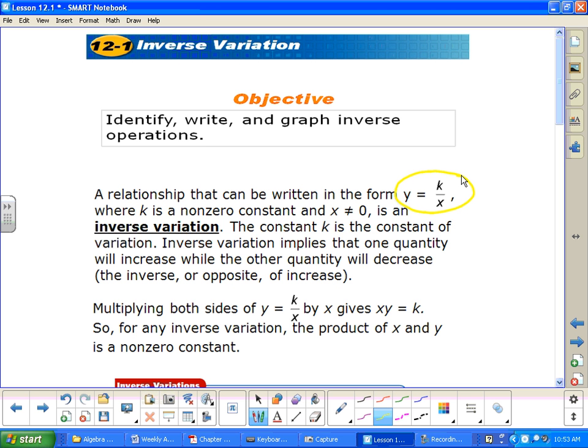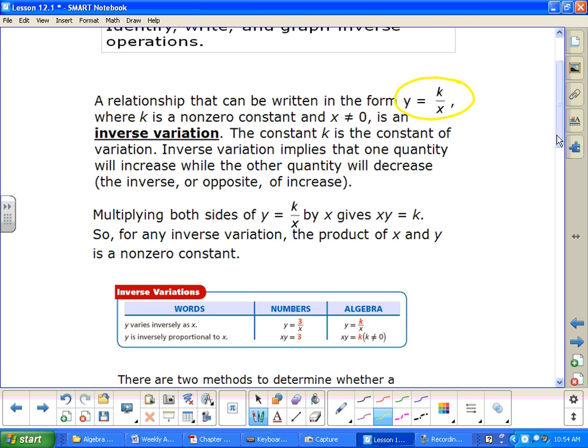So this means that when x gets bigger, then y is going to get smaller. And when x gets smaller, y is going to get bigger. Well, that should make sense, because if I divide by a bigger number, I'm going to get a smaller number. And if I divide by a smaller number, I'm going to get a larger number. The constant k is called the constant of variation. And you'll have a specific number that you can use to get that.